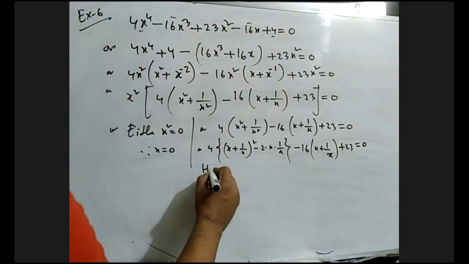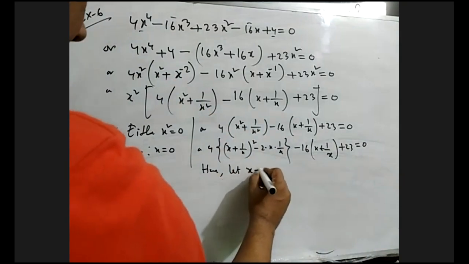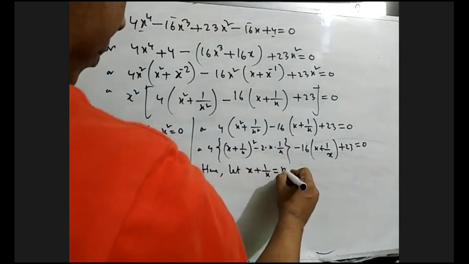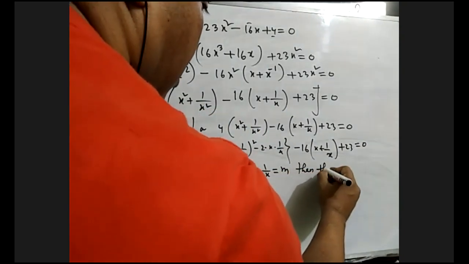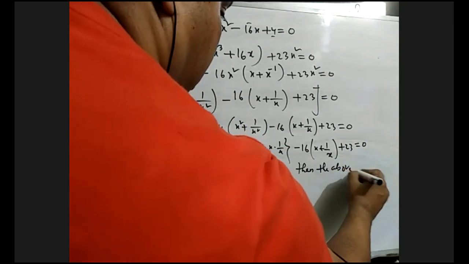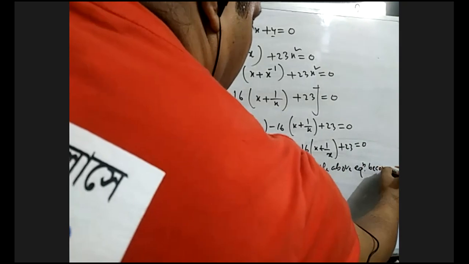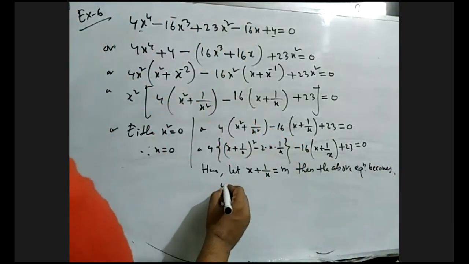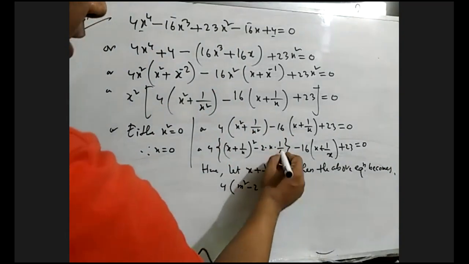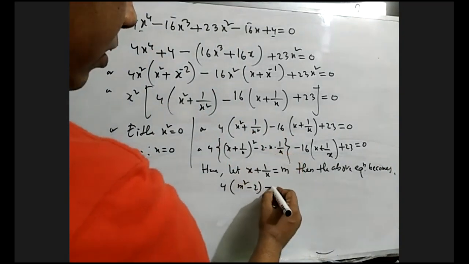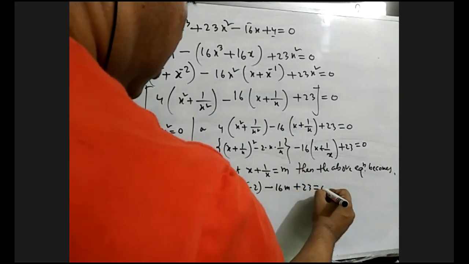Here let x plus 1 by x equals to m. Then the above equation becomes 4 m square minus 2, the 2x cancelled, so we get only this one, minus 16 m plus 23 equals to 0.